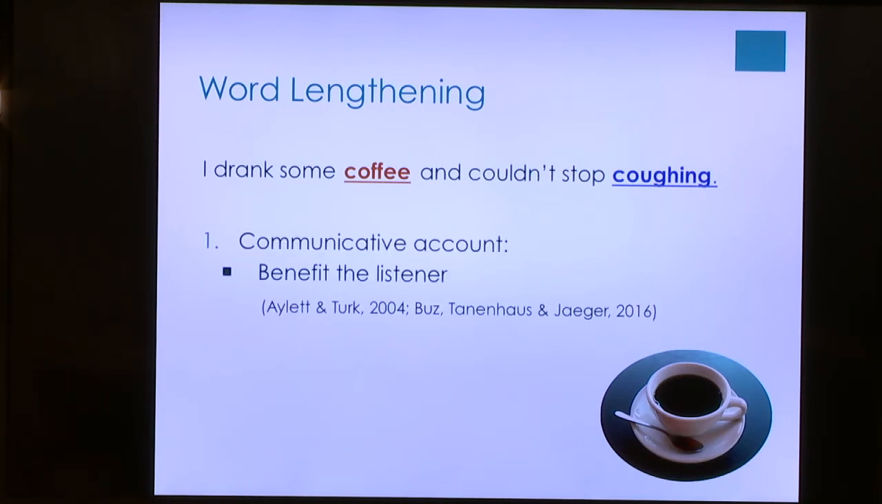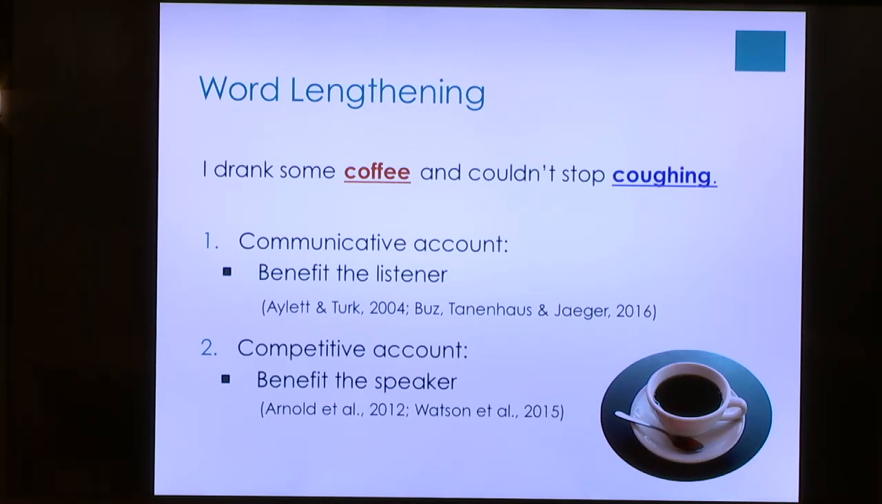There are generally 2 broad explanations for why this might happen. One is a communicative account, which says we're doing this for the benefit of the listener. So we hyper-articulate, we draw things out so that the listener can tell the difference between coffee and coughing. And there's also a more internal competition account, which is solely beneficial for the speaker. In this case, we are allowing time for the phonological encoding process. So when 2 words share some phonological overlap, the system needs more time to say that we are about to say coughing instead of coffee.